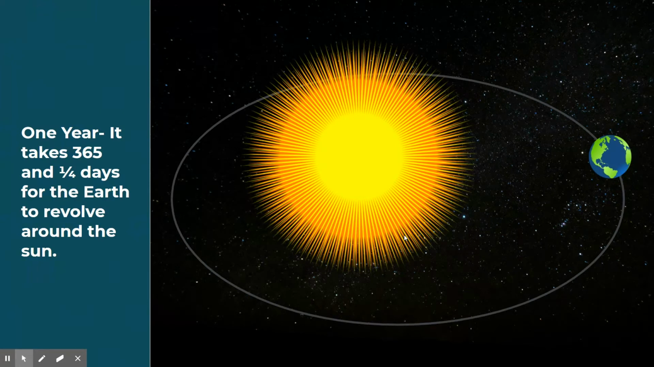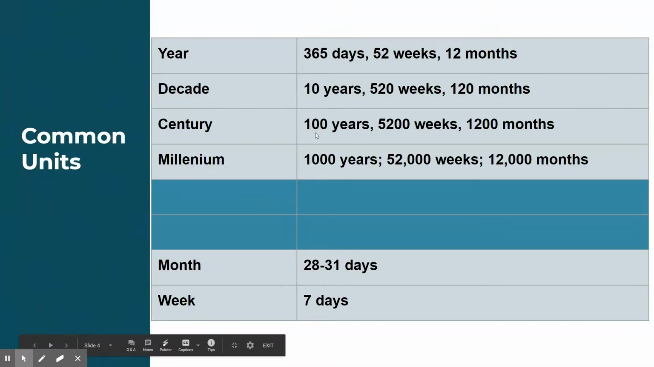Well, all of our time is based upon the movement of the Earth. It takes the Earth 1 year, or 365 and a quarter days, to revolve around the sun. And that is the basis for our year, right? Which is in turn the basis for a decade, which is 10 years, a century, which is 100 years, or a millennium, which is 1,000 years.